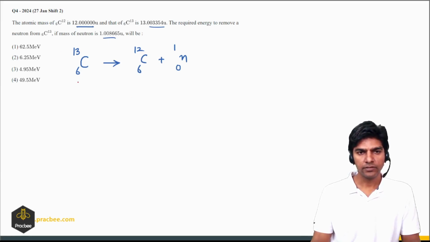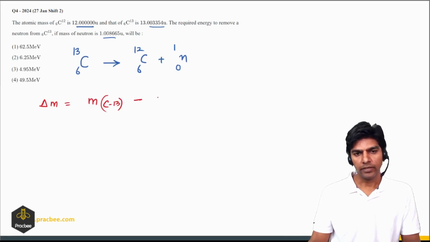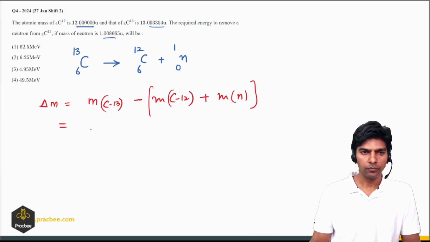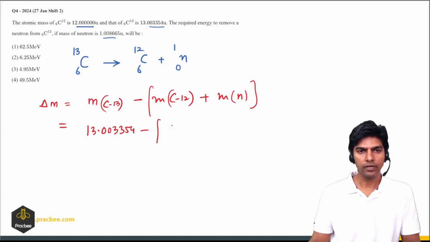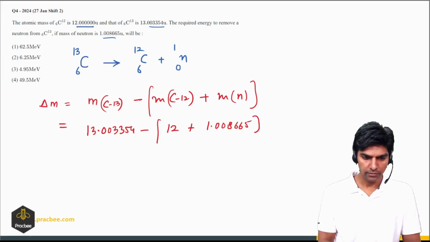So its mass number and atomic number are given, right? So that will be 13.00335 U. Okay, so what is the mass defect? We can say it will be mass of carbon 13 minus mass of carbon 12 and mass of neutron. Okay, so this comes out to be 13.003354 minus mass of carbon 12, mass of neutron is 1.008665. Okay, let me just quickly calculate this.